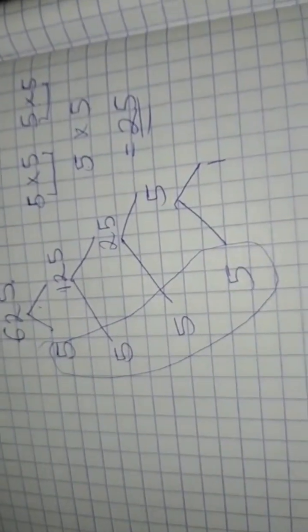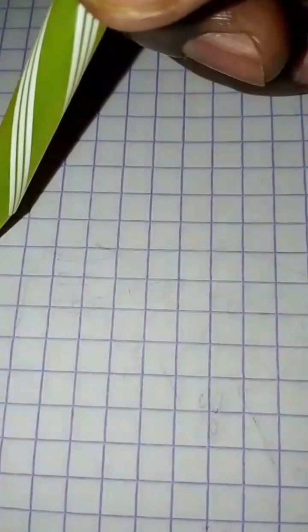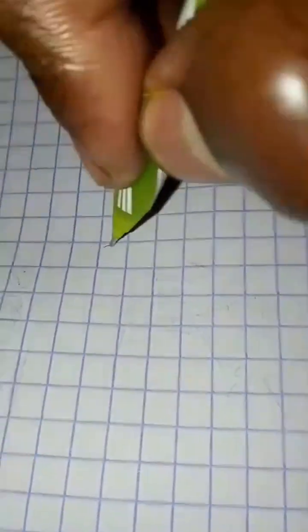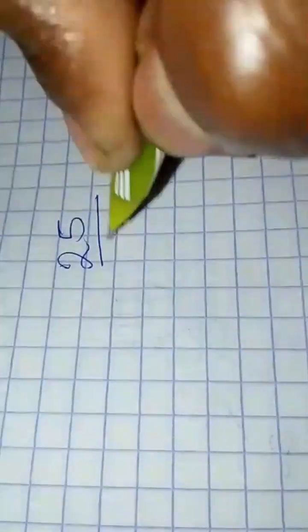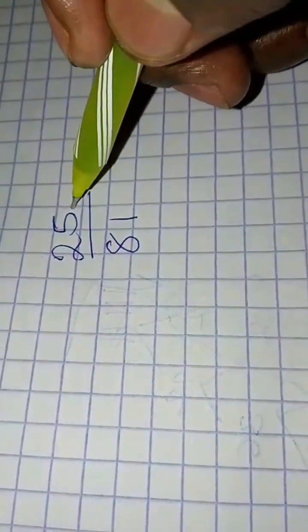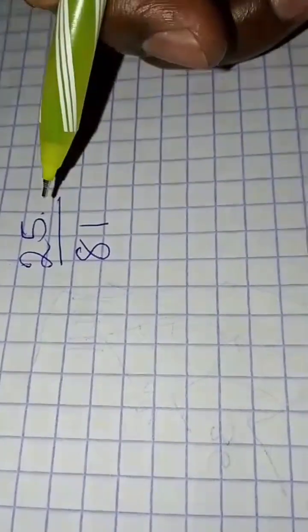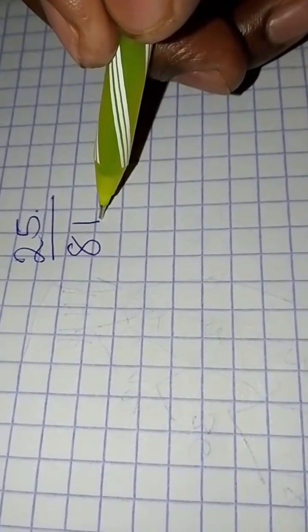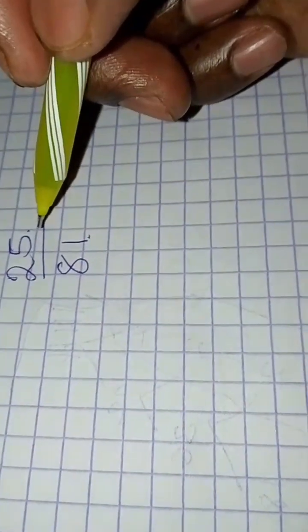Let's try out the square root of fractions. To work out the square root of fractions, work out the square root of the numerator and the denominator separately. For example, you can be asked to get the square root of a fraction which is 25 over 81. So you work out the square root of the 25, which is the numerator, and 81, which is the denominator, and then you write it as a fraction.